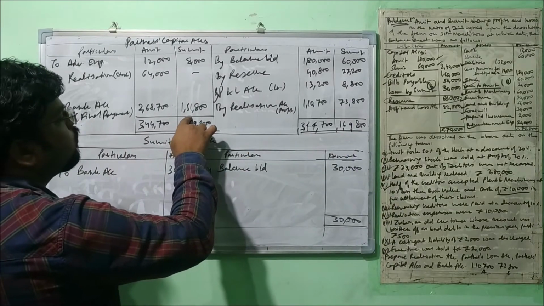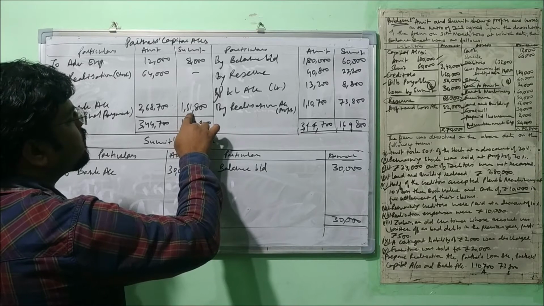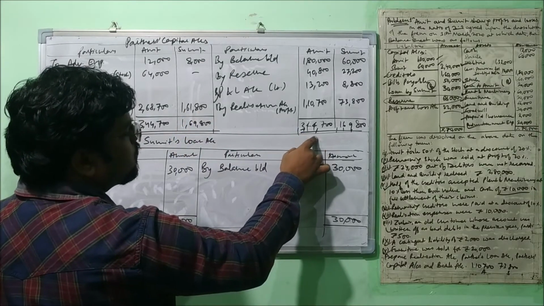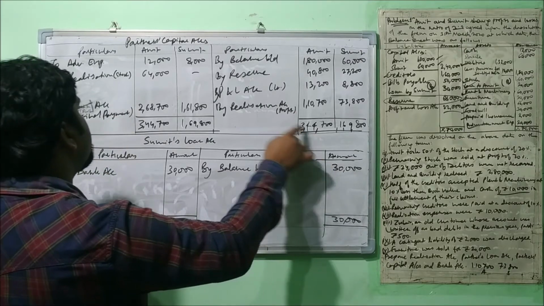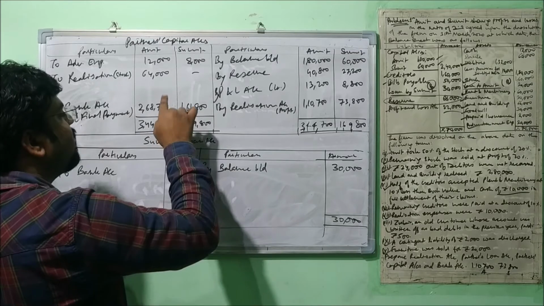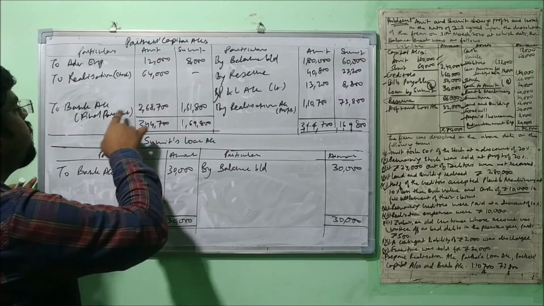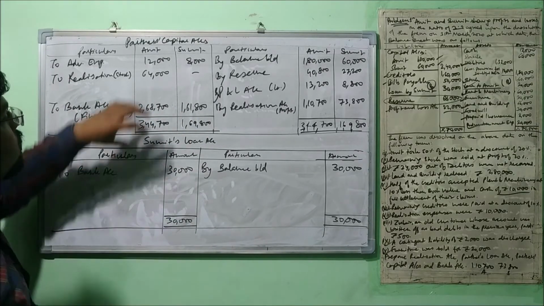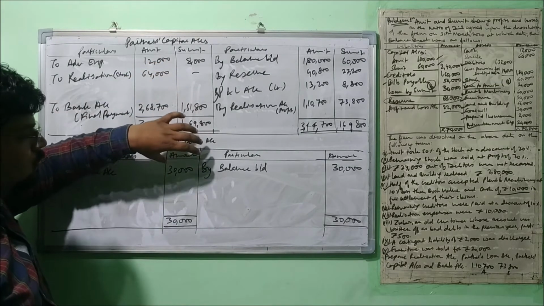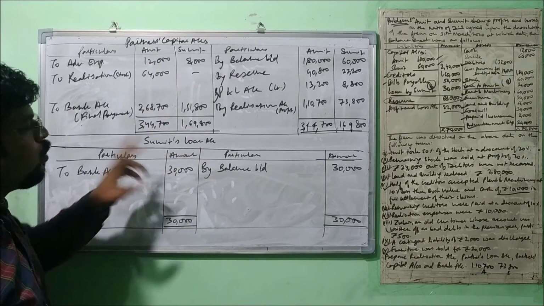Then he is supposed to get finally 1,61,800 from the firm. Similarly, Amit's total is 3,44,700, and after deducting this amount, we got 2,68,700. Means finally, Amit needs to be paid this amount. But before this payment, the firm has to pay any partner's loan. So that is why we prepared the loan account.